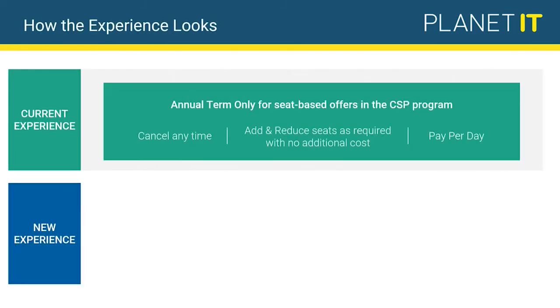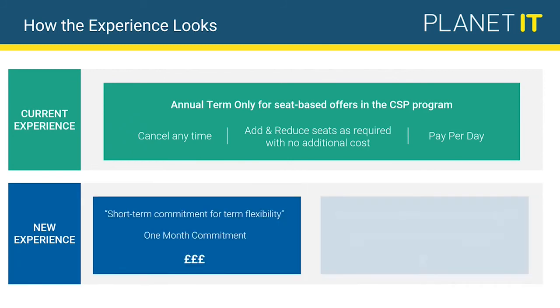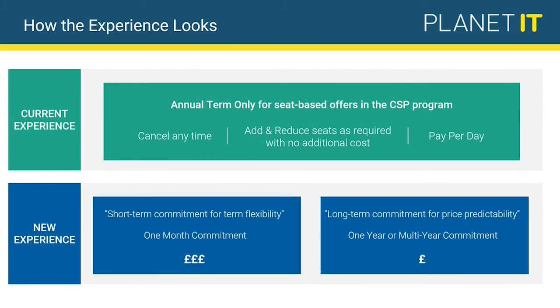So let's just talk a bit more about how this experience looks. As I've said, in the current experience, you essentially have the ability to cancel any time, to add and reduce seats at no additional cost. Essentially, you pay per day at the moment. That's essentially the way that CSP licensing works at the moment. However, under NCE, you've got 2 options.